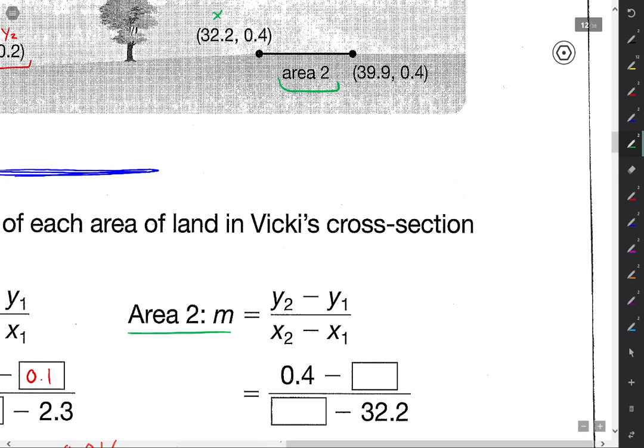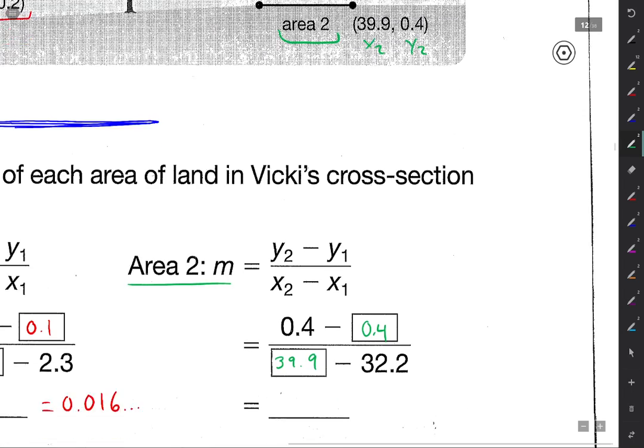So I'm going to go x1, y1, and x2, y2. And then I'm going to plug them into our formula. So they already plugged in y2 for us, which is 0.4. Then we have minus y1, which is also 0.4. And then x2 is 39.9, and x1 is 32.2.